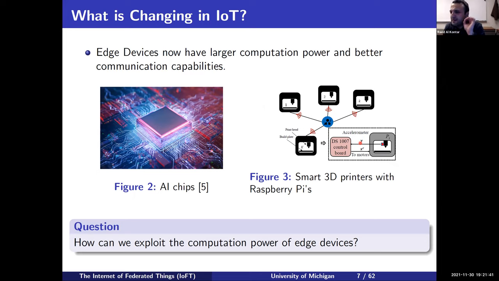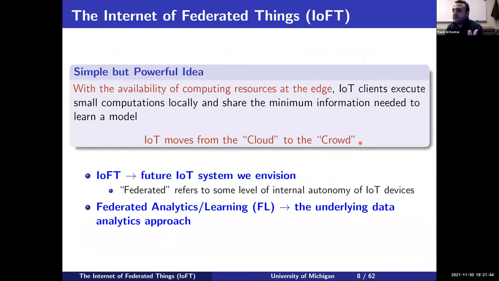And this major and fundamental change of IoT is what sets forth the Internet of Federated Things. The Internet of Federated Things is based on one simple idea: exploiting compute resources at the edge. But what does that make possible? If we are able to exploit compute resources at the edge, then fundamentally, we do not need to share data anymore. We can do some small computations locally and only share whatever is needed. Rather than share the entire data set, we only share whatever is needed to achieve the smart component of IoT. And by this, IoT becomes somehow decentralized. It moves away from the cloud to the crowd, to the edge devices.